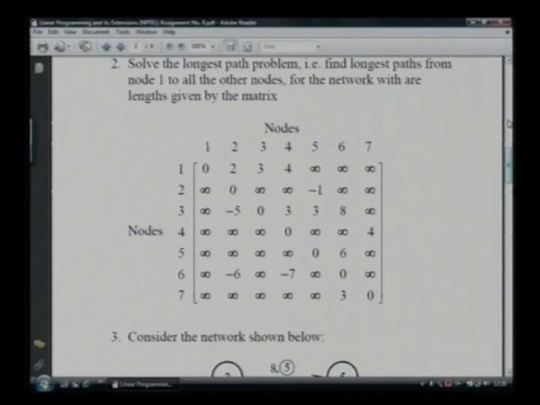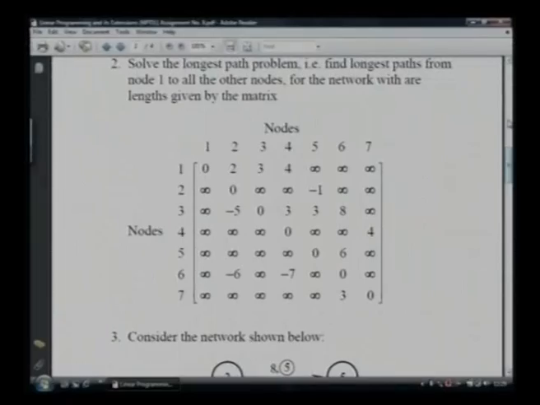In problem 2, I have given you this matrix of distances between nodes. The ij entry of this matrix gives you the length of the arc from node i to node j, and I am asking you to find the longest path. I want you to solve the longest path problem here from node 1 to all other nodes. I have discussed with you how to apply the shortest path algorithm here. You replace the Cij's by the minus Cij's, and then solve for the shortest path, and those paths will correspond to the longest path. So this is your problem 2, right.